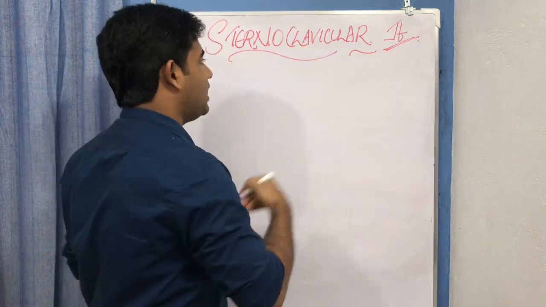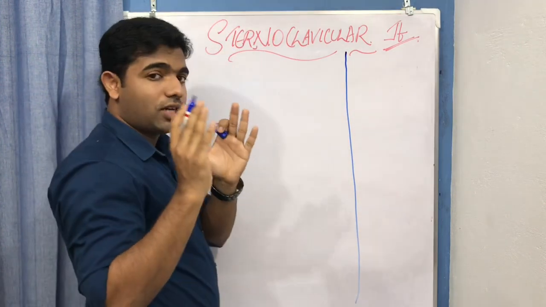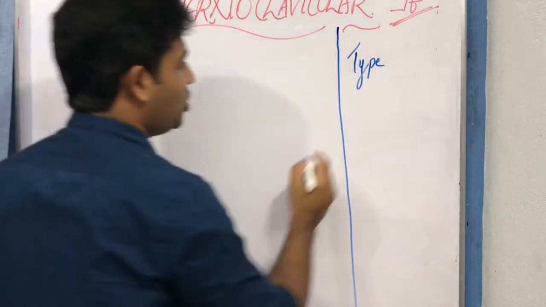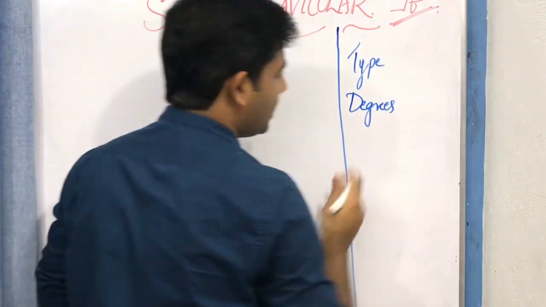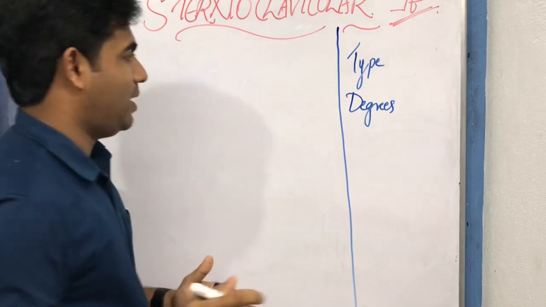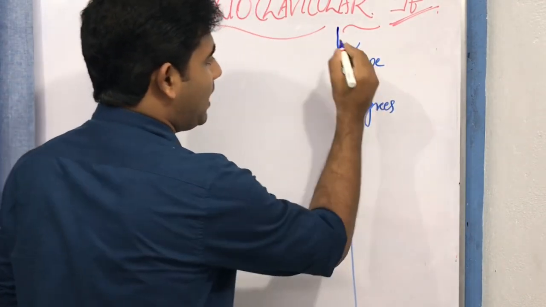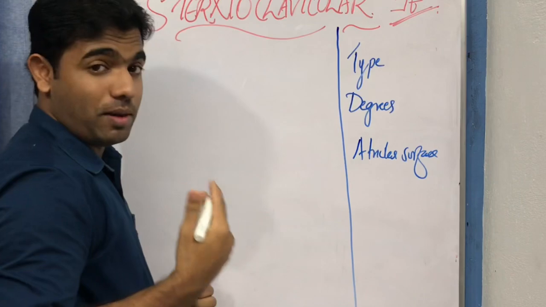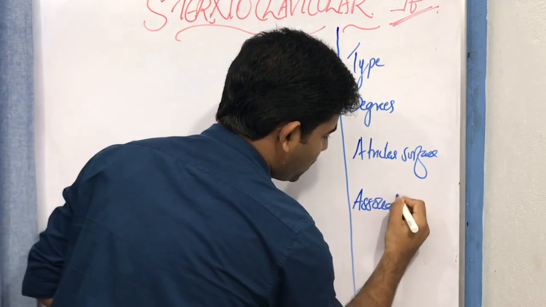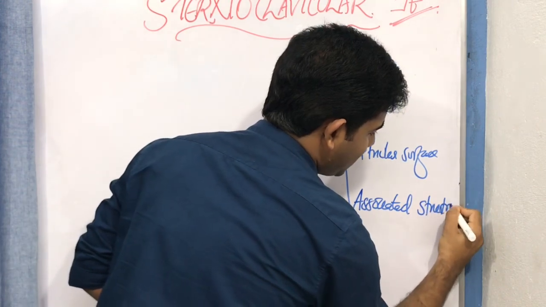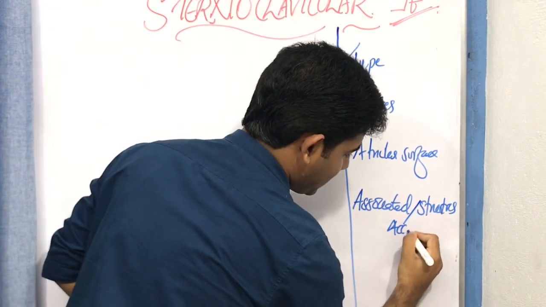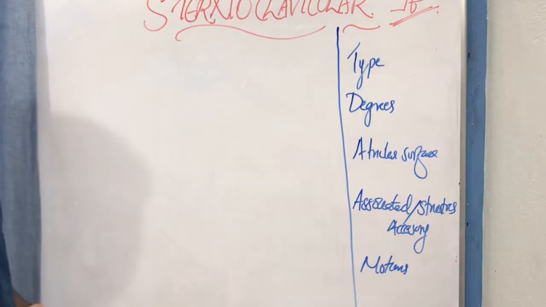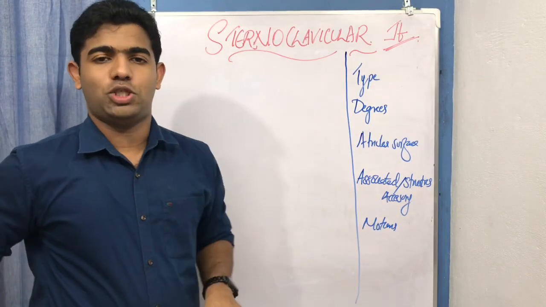Of course, we have a strategy in describing any joint. You just have to remember a few important headings. You need to understand the type of the joint. Then you need to understand the degrees of freedom of the joint. These are some easy ways of memorizing every joint for your examination or through your clinical career. Type of the joint, degrees of freedom, then the articular surfaces, then the associated or accessory structures, then the motions of the joint. If you describe any joint in these five classifications, it's so easy for us to understand and study it.